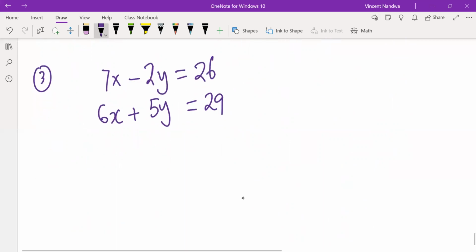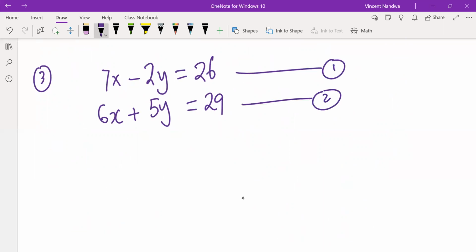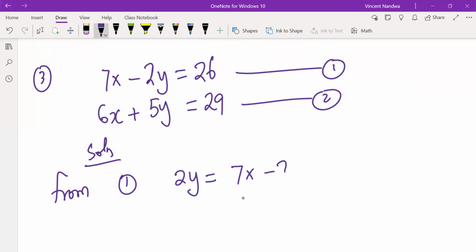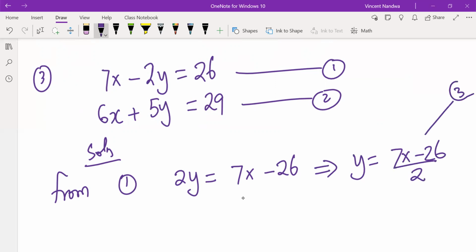So in this case, if we call this one equation 1, this one equation 2, from 1 we can make y the subject, so 2y equals 7x minus 26. I've simply taken this to the right and this one to the left. Which means y is (7x minus 26) divided by 2. I call this one equation 3.